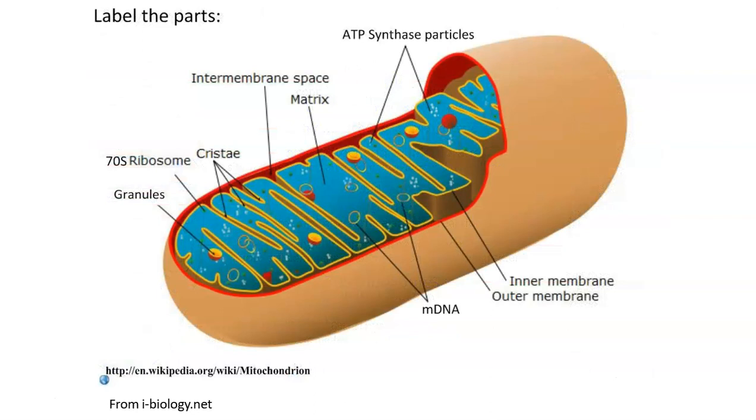Here are other annotations for the mitochondria, actually mitochondrion. So you can have a look at the inner membrane, outer membrane, and mitochondrial DNA, which is written as mDNA, different cristae for increasing the surface area, ribosomes, granules, and a matrix, which is inside, and an intermembrane space. You need to know the annotation and different parts of the mitochondria in the exam.